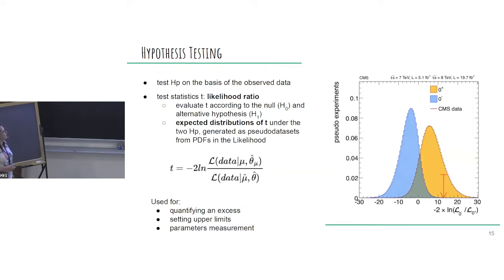This, for example, is one of the measurements that was done in run 1 to understand if the Higgs boson was a scalar or a pseudo-scalar, so measuring its spin parity. But this kind of test statistic can be used for many different measurements, like quantifying an excess. So if we want to understand if there is a new particle, for example, in a certain mass distribution, or setting upper limits if we don't see anything, or then measuring parameters of the model.